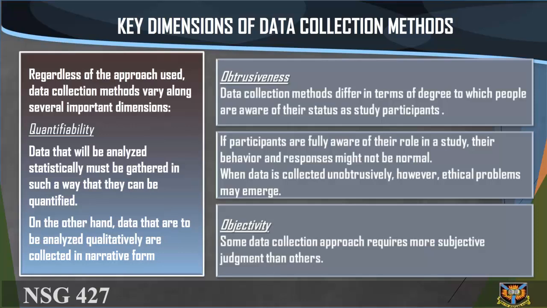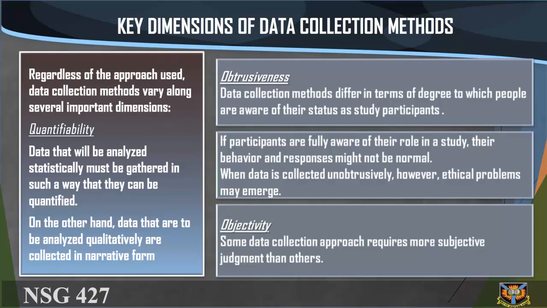Obtrusiveness. Data collection methods differ in terms of the degree to which people are aware of their status as study participants. If participants are fully aware of their role in a study, their behavior and responses might not be normal. When data is collected unobtrusively, however, ethical problems may emerge.